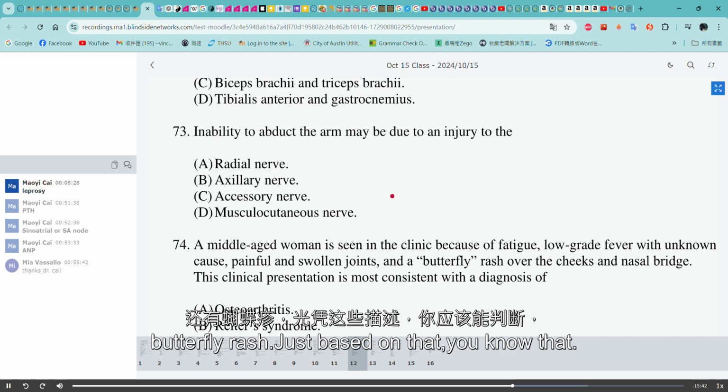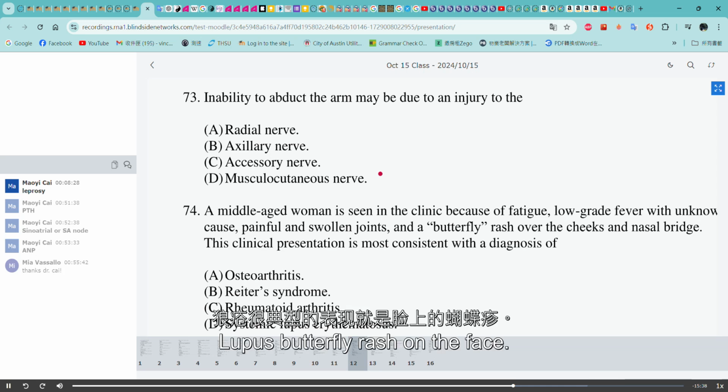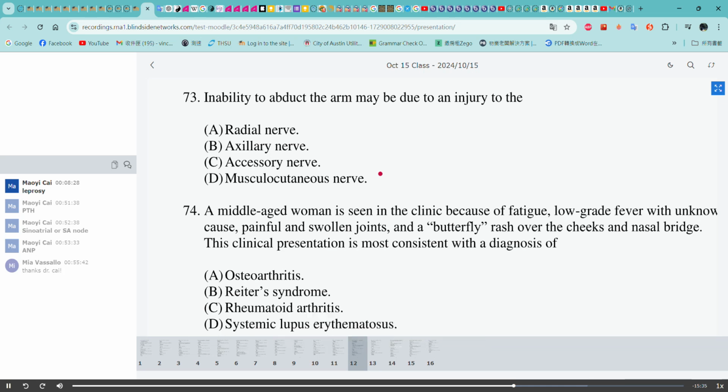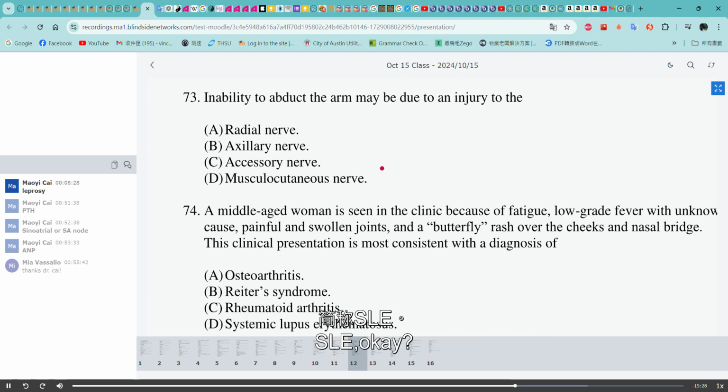Just based on that, that is what? Lupus, right? It's a lupus. Lupus butterfly rash on the face. Is that right? Yeah, so 74 is lupus. Systemic lupus erythematosus, okay? SLE, okay?